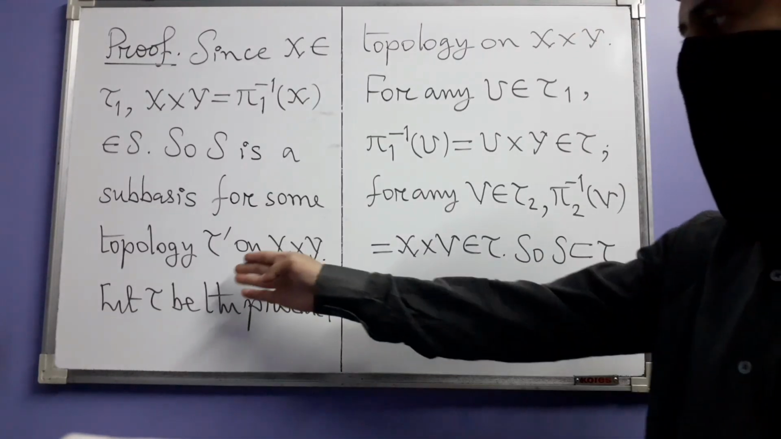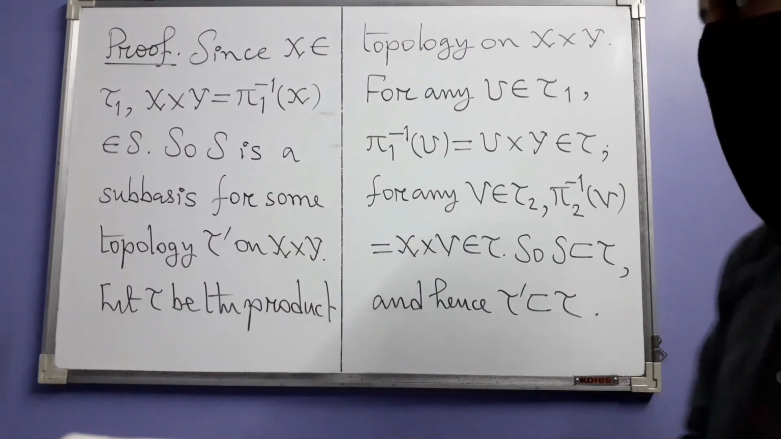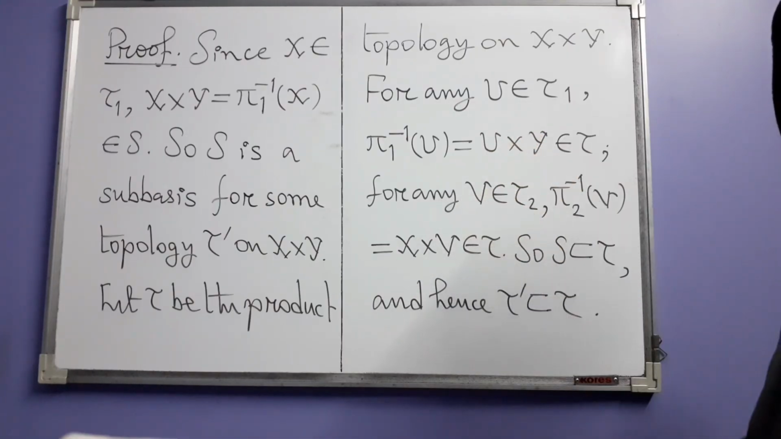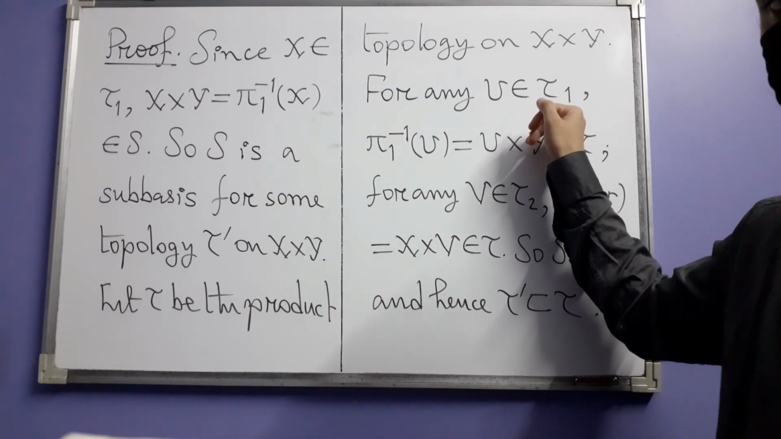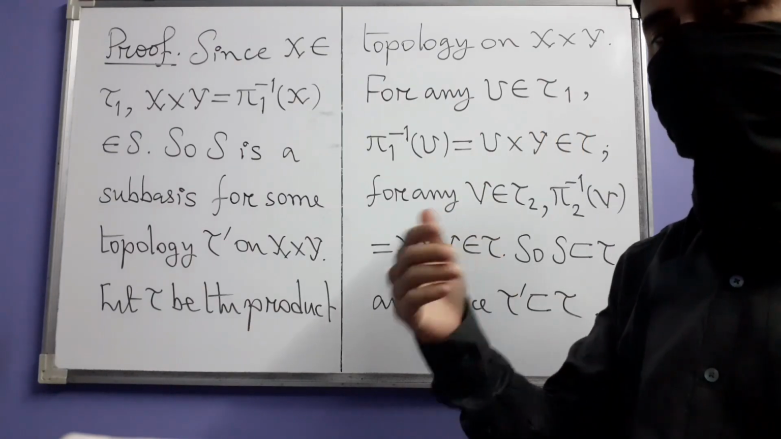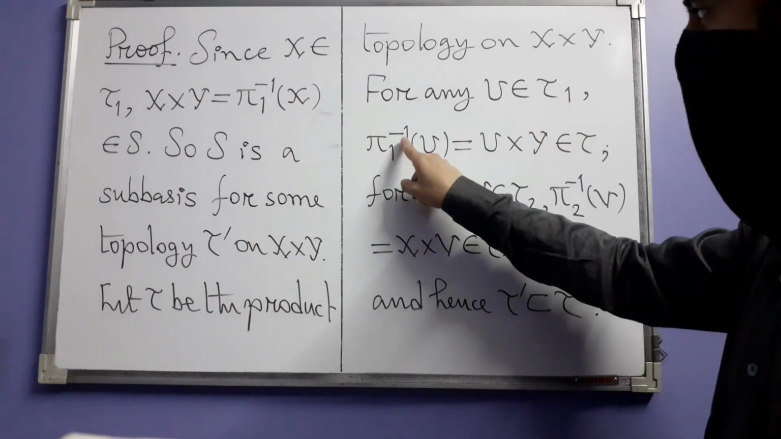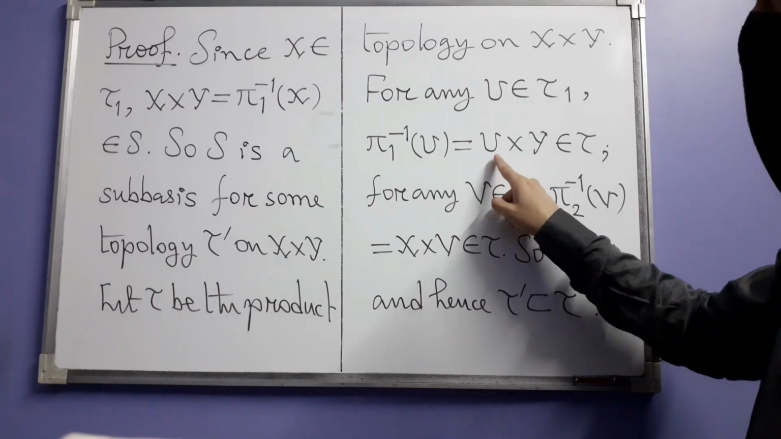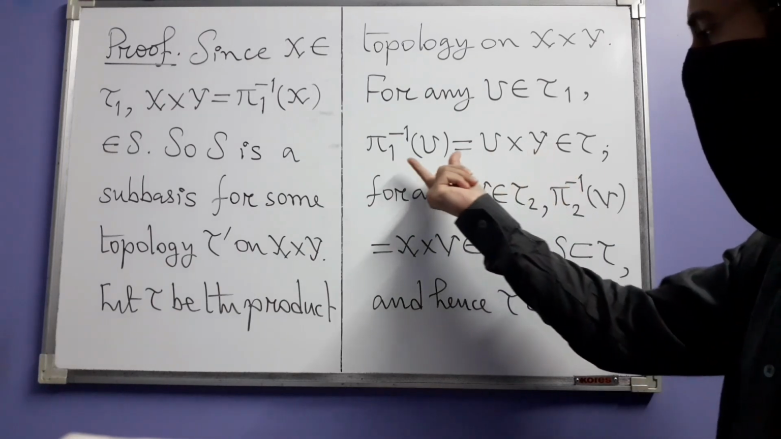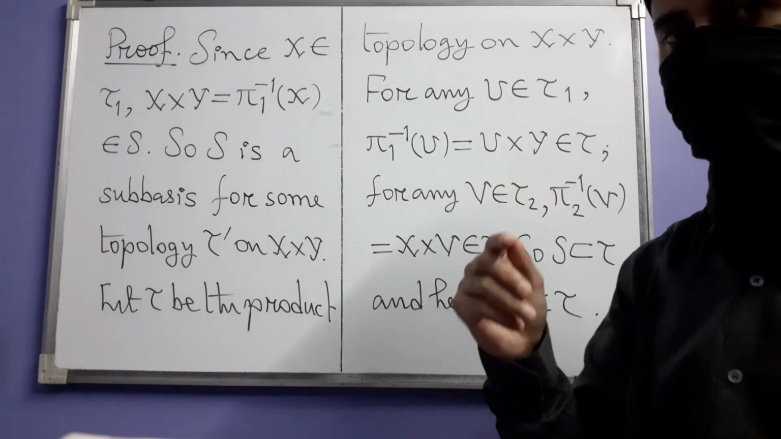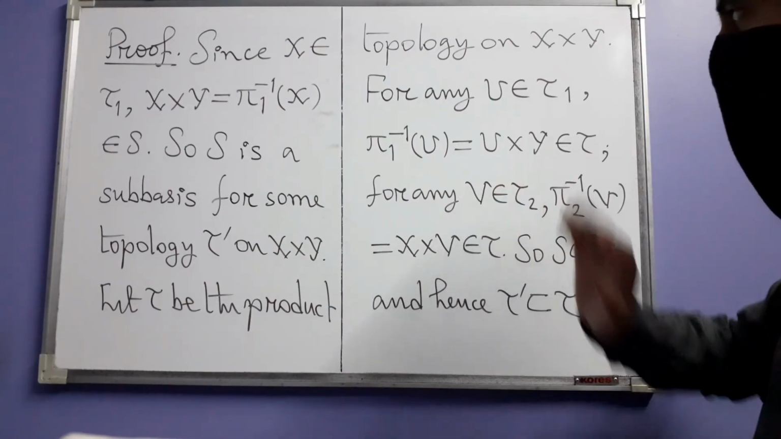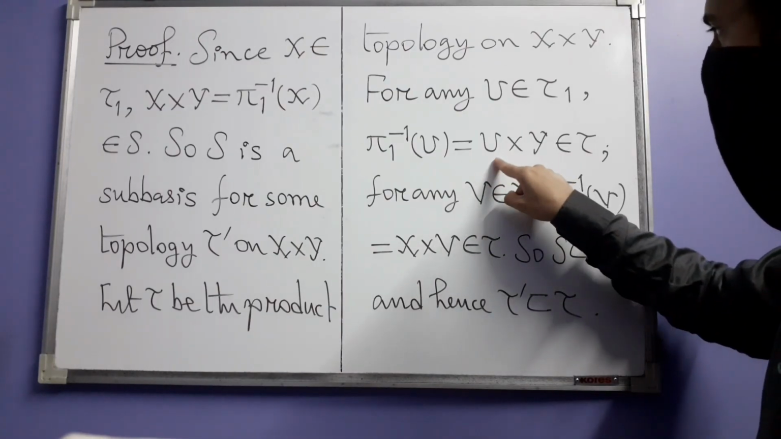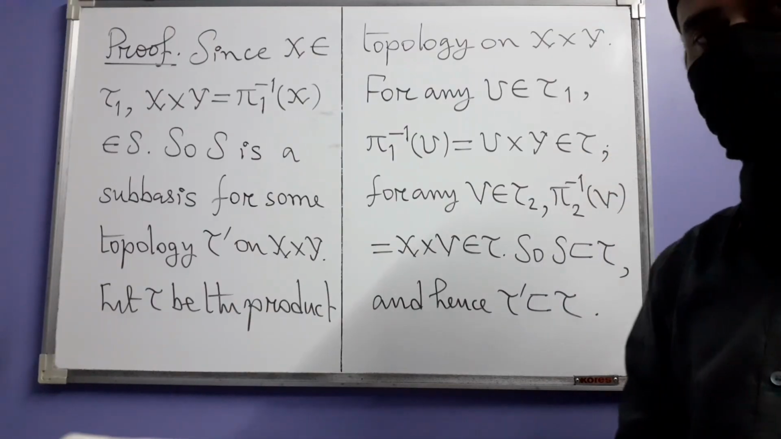To show that tau and tau prime are the same thing, we proceed like this. For any set U in tau 1, that means any open set U in the space X, pi 1 inverse of U is U times Y. Again, how this is equal to this, that I am leaving to you. It's a very easy thing, you should be able to figure it out. And this is in the topology tau.